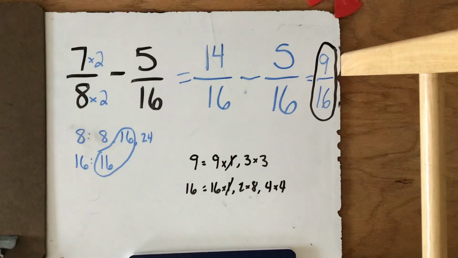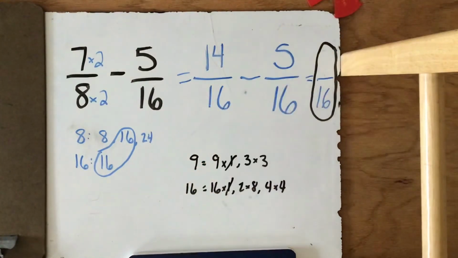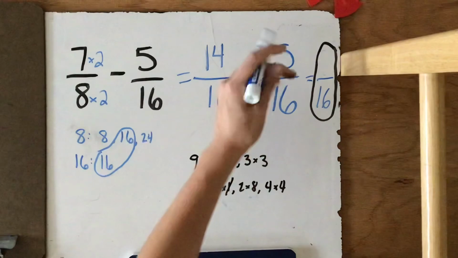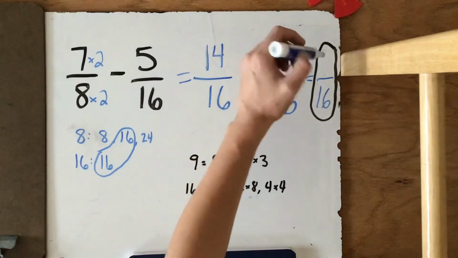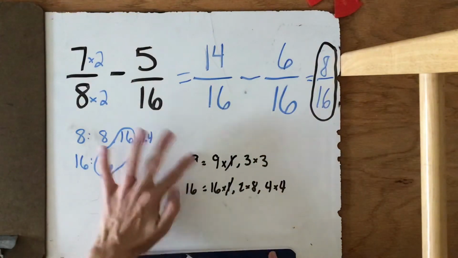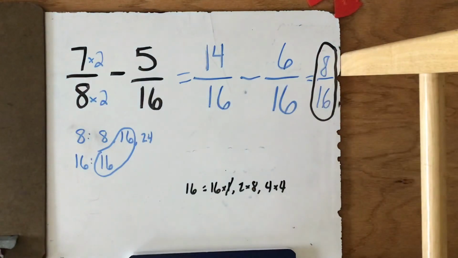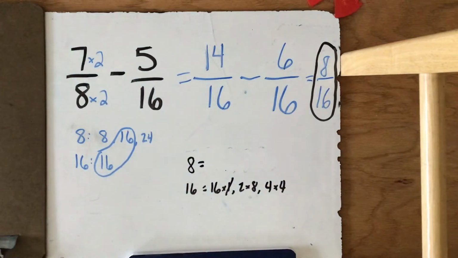Okay, let's backtrack here. Just to practice, let's say this was an 8. And this was a 6. Okay, so we're going to keep these the same. Instead of a 9, it's going to be an 8. This is just a practice, because reducing fractions is actually quite tricky. We spend a lot of time on that in the classroom, so it's really important to practice.